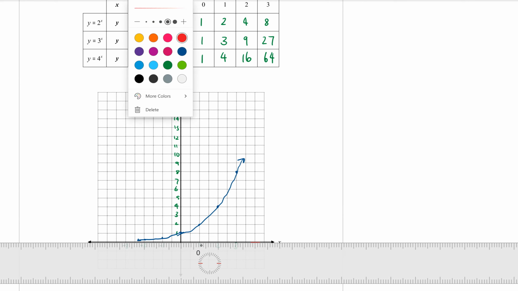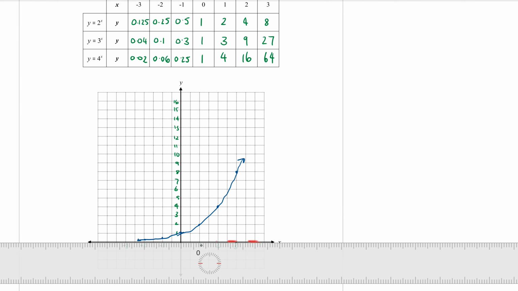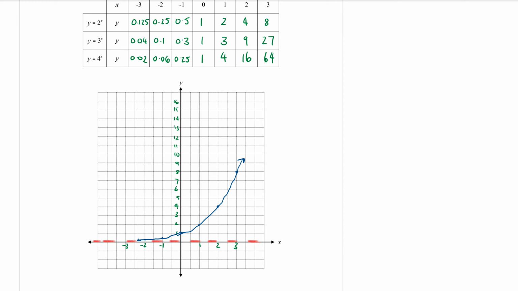So we draw dots across our axes there to indicate that that is an asymptote. My graph is coming down really, really close to it but won't touch it. We write the equation of that asymptote next to the line. So that's a horizontal asymptote, HA, the horizontal asymptote. And we want the equation of it. It's going through the y-axis, so it's y equals 0. And all of these ones are going to have that same horizontal asymptote.